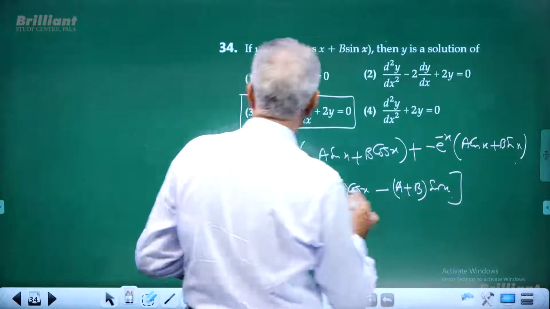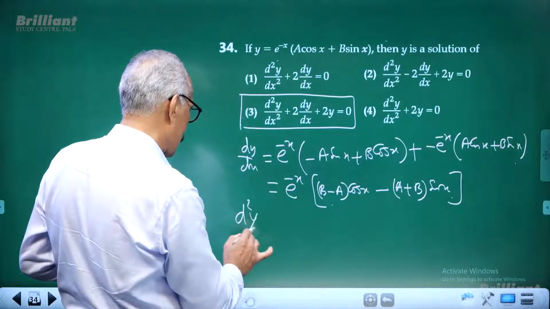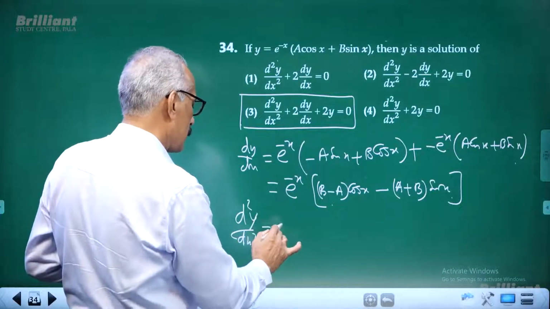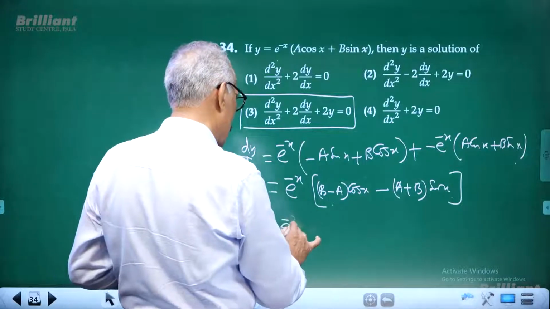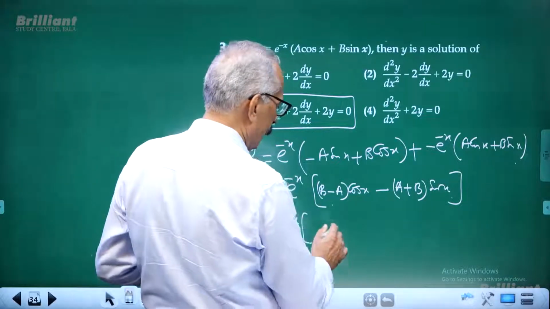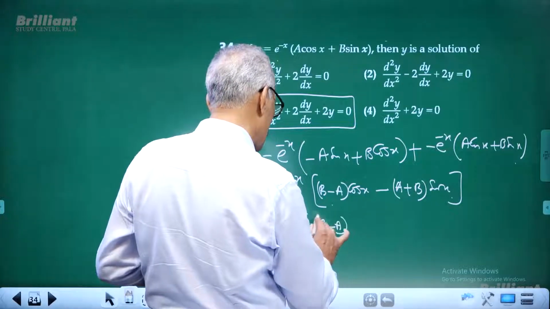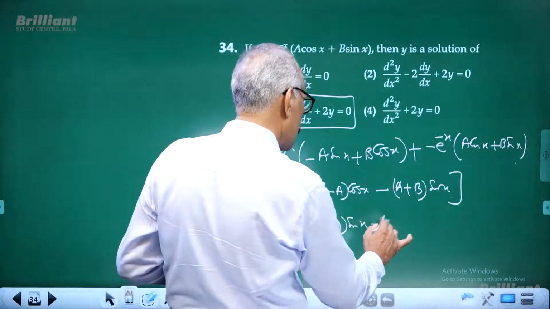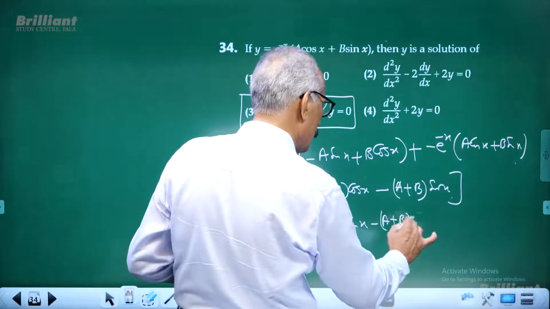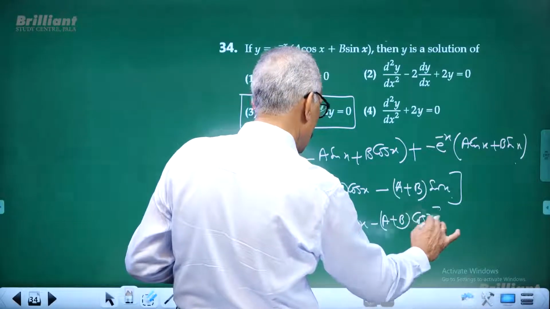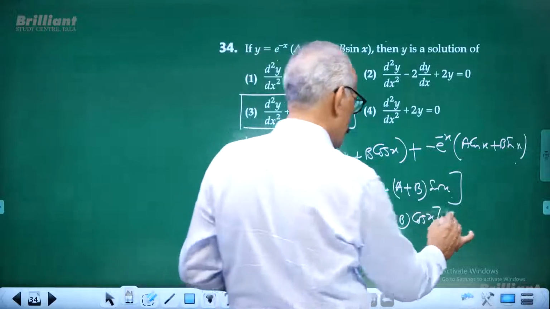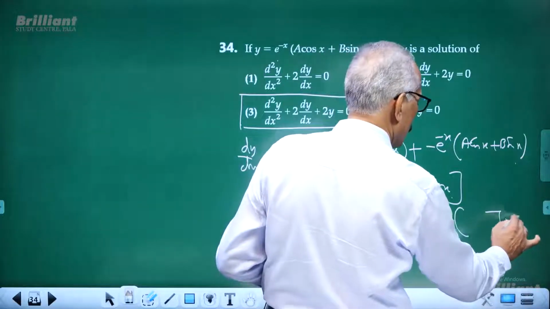Ready? Then you should calculate d square y by dx square. Here also again the same: e raised to minus x into the derivative of this, that is minus of b minus a into sin x minus of a plus b into cos x. So, derivative of first into second plus the second bracket into e raised to minus x.